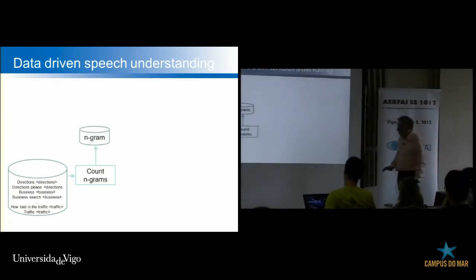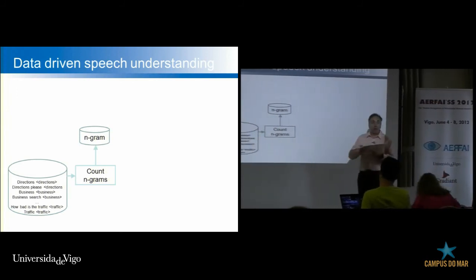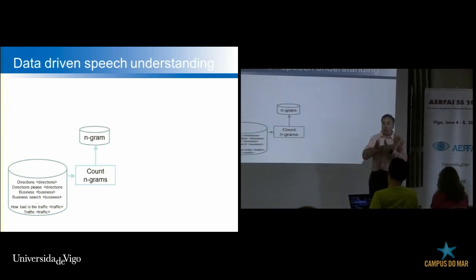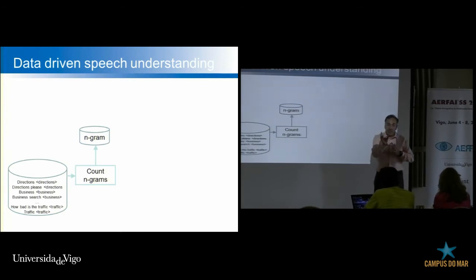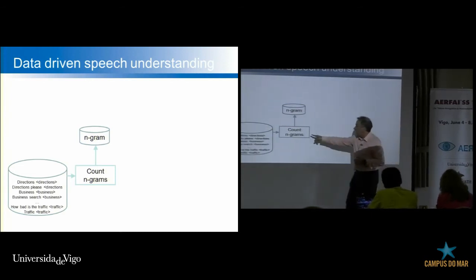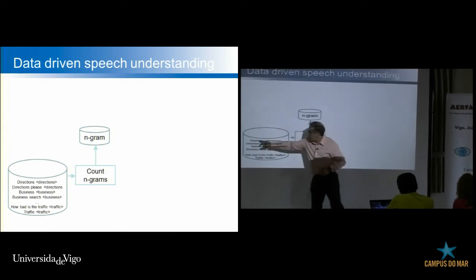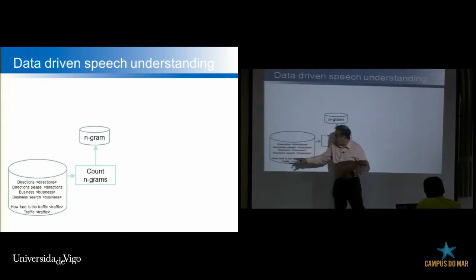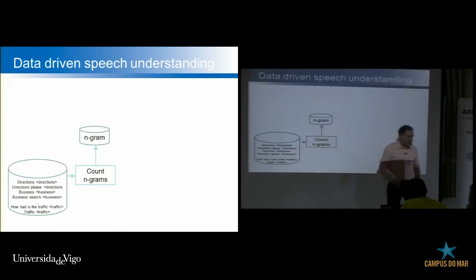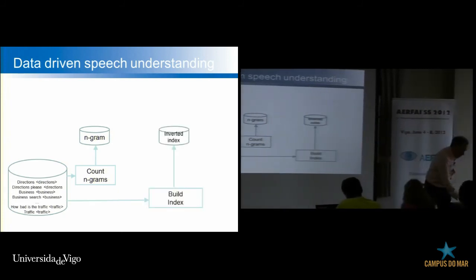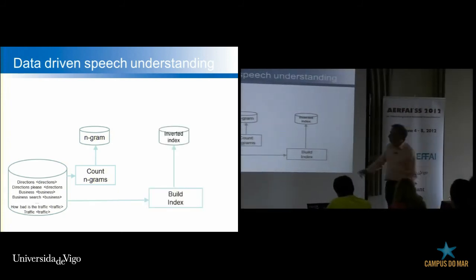So what you do is you build a statistical language model, which we call Ngram, which models the probability of seeing the next word given the previous two words. And we count all of the times that we see directions, that we see please, given that the previous word was directions, things like that. And we build an Ngram model. And then we also build an index.